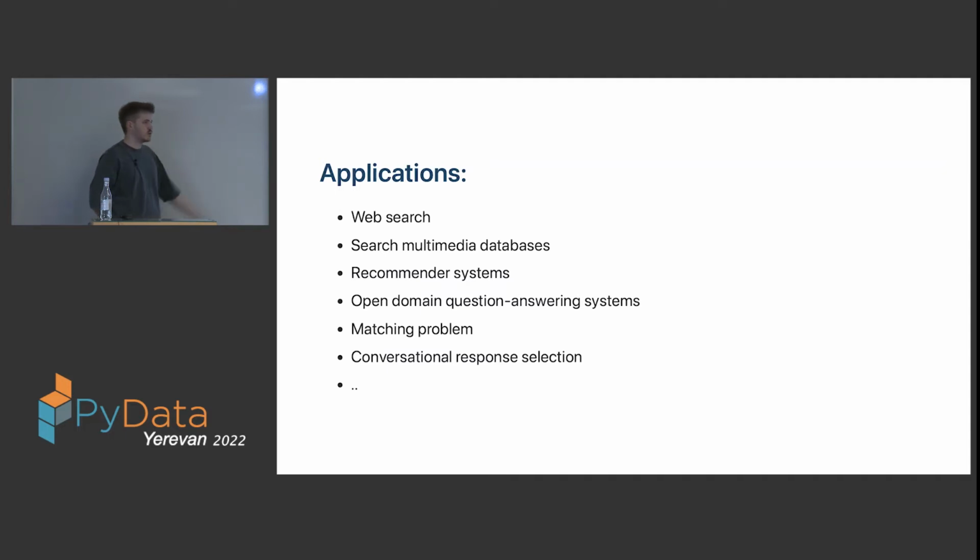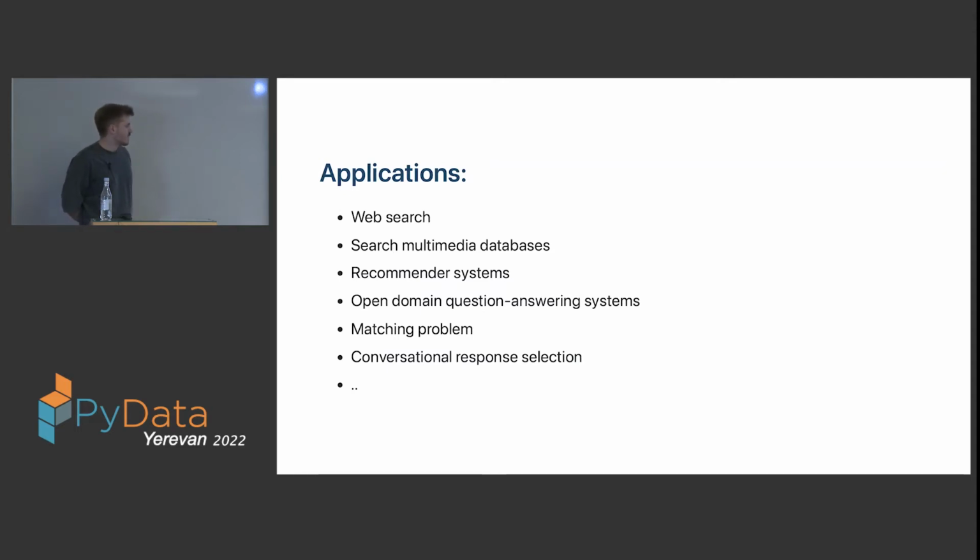You can use semantic search for recommender systems because the problem is very similar. It's also used for question answering systems, not only open domain but others too. Then there is the matching problem, where you try to find a similar object on the internet. For instance, you find a good on Amazon and you want to find the similar one on eBay. Semantic search is also helpful for that.